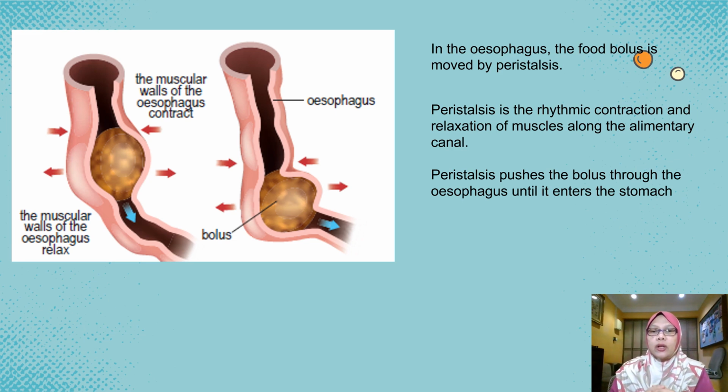So what is peristalsis? Peristalsis is the rhythmic contraction and relaxation of the muscles along the alimentary canal. Peristalsis helps to push the bolus through the esophagus until it enters the stomach.